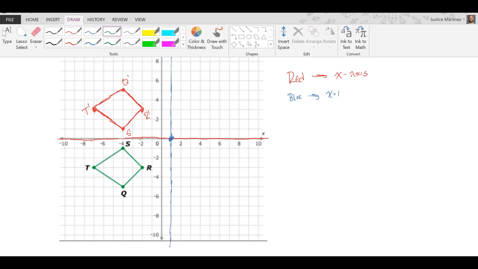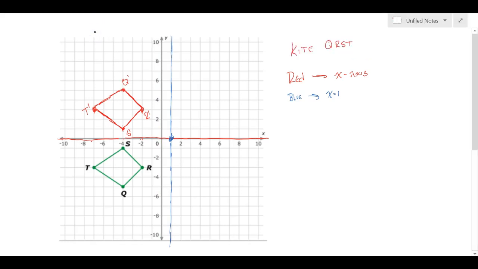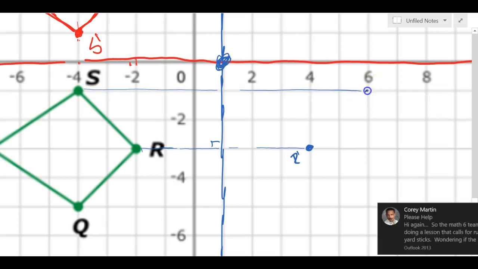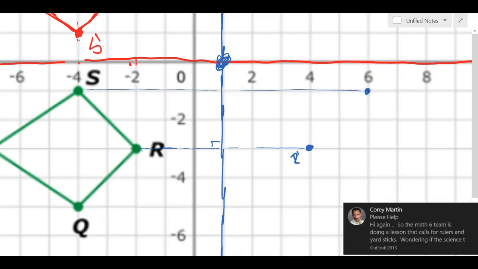Great. So in blue here, we're going to do the same thing. We have to say, all right, how far is R? Well, R is 1, 2, 3 away, creates a right angle. 1, 2, 3 away. Here is R prime. S is 5 away. So S prime must be 5 away.